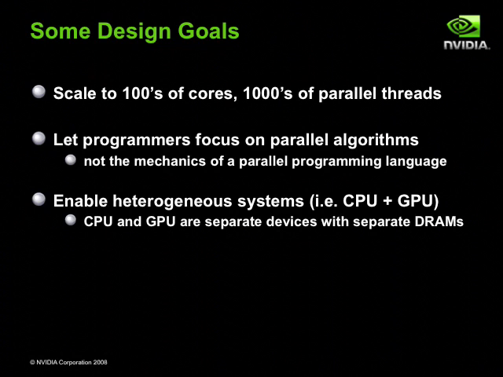CUDA is also designed to enable heterogeneous computation, where applications use both CPU and GPU. Serial portions of an application are run on the CPU, and parallel portions of the applications are offloaded to the GPU. As such, CUDA can be incrementally applied to an existing application. The CPU and GPU are treated as separate devices with their own memory spaces. This configuration also allows simultaneous computation on both CPU and GPU without contention for memory resources.